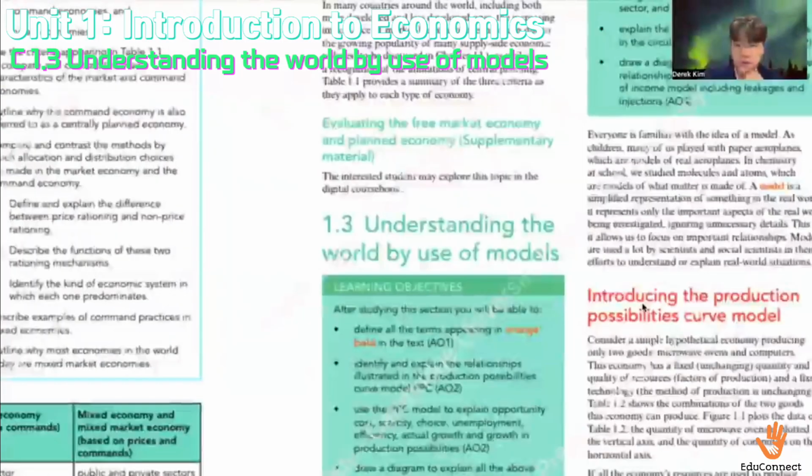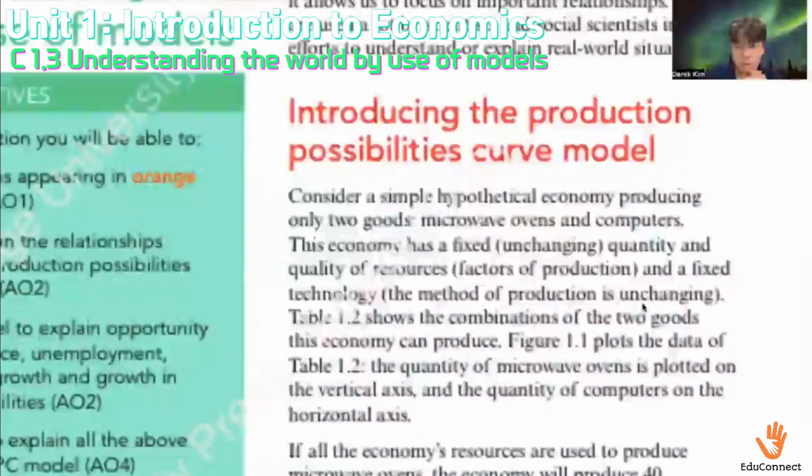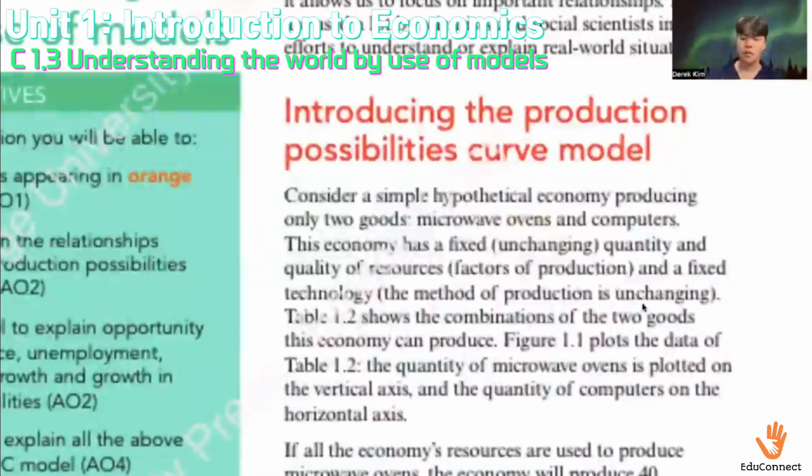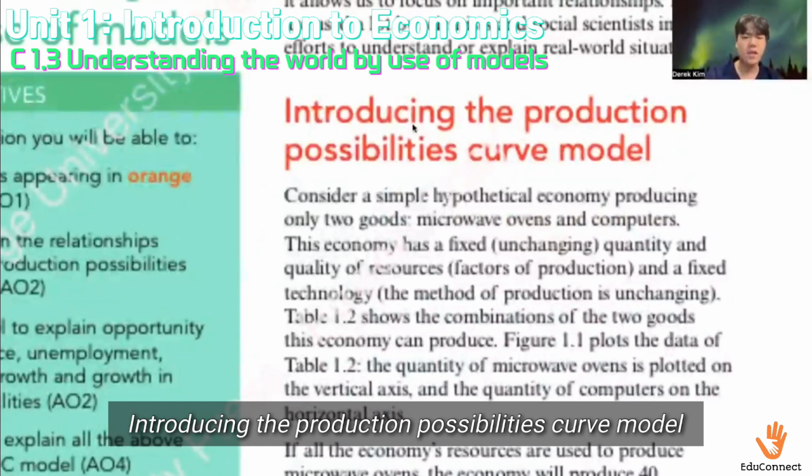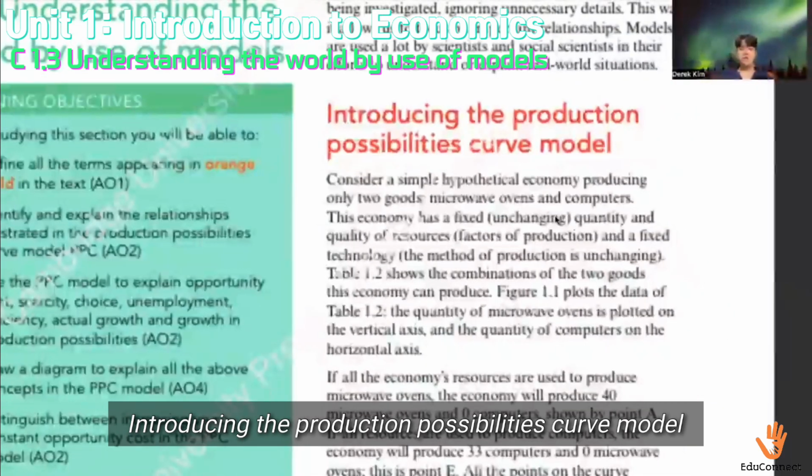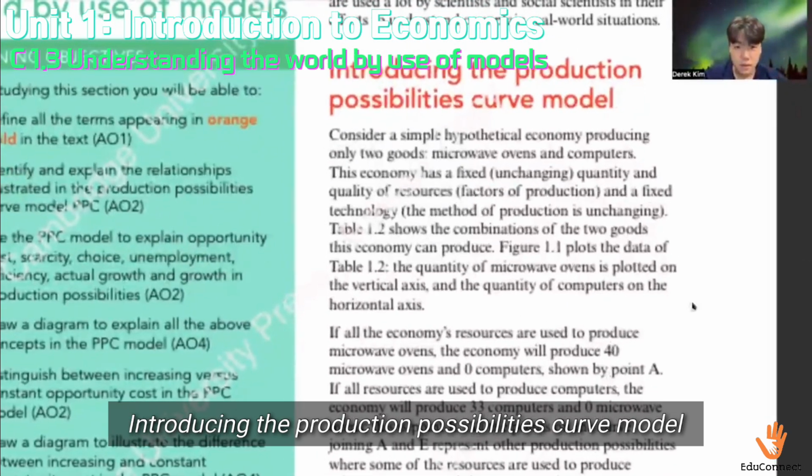Okay, so first, this is undoubtedly one of the most important models in economics. So this is called the production possibility curve. A lot of models in economics, as you progress and as your understanding progresses, we're gonna be covering a lot of these production possibility curves. So let me read the description first.